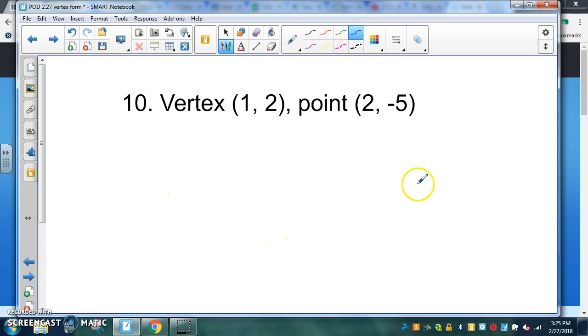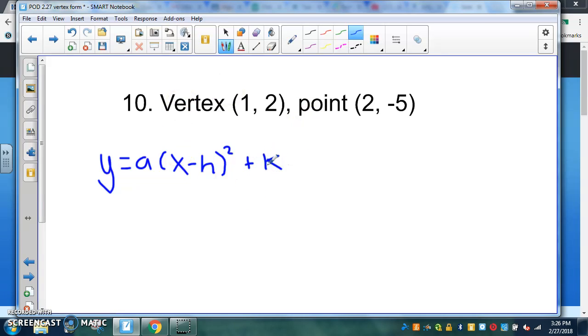Let me help you out with the last three on the homework. So you're supposed to write an equation in vertex form, and let's start with that. Let's go with just what vertex form is straight up. It is y equals a times the quantity x minus h squared plus k.